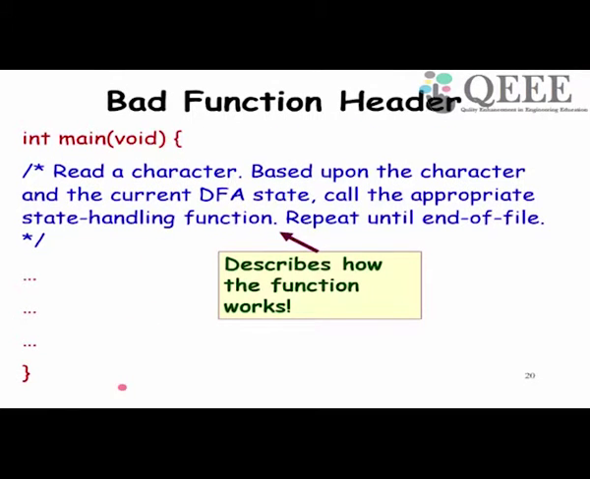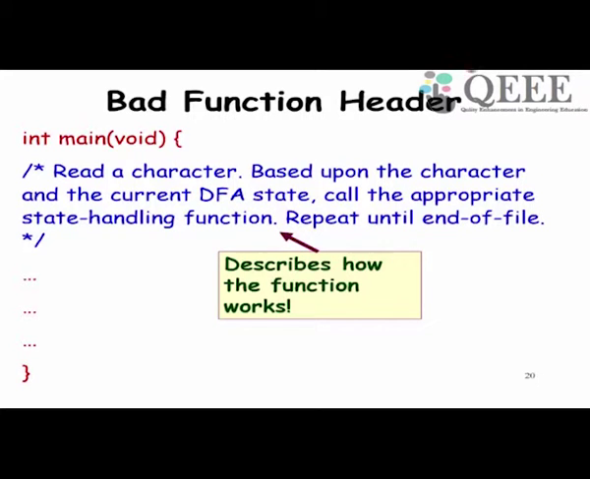So just look at this function. It says read a character, and based upon the character and current DFA state, call the appropriate state handling function, repeat until end of file. So this does not tell what the function does, it tells how the function operates. Somebody trying to understand will try to understand what this function does, and to understand how the function achieves that, you have to read the code, code comments, variable names, and so on. So normally the header should be written in such a way that it tells what the role of this function is, what it achieves, rather than how it achieves it.